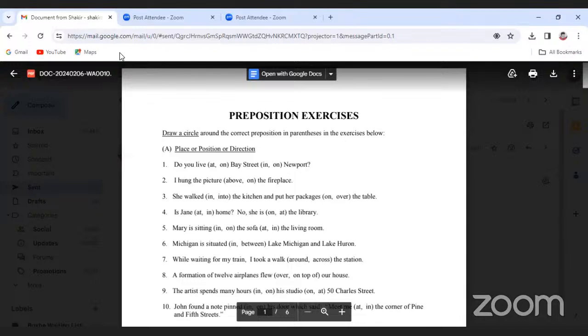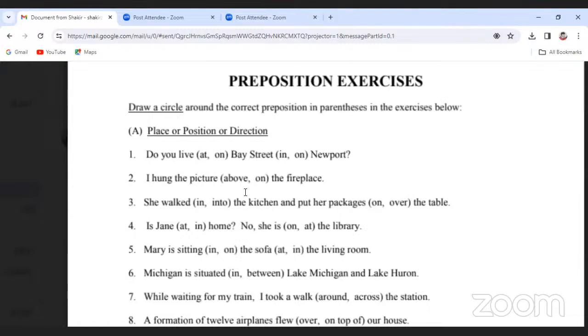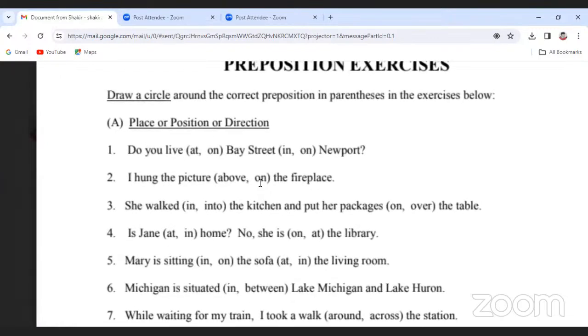Yes, class. Can you see the screen? Yes, sir. Is the screen visible to all of you? Yes, sir. Okay. I'm zooming out a bit. Is this fine, everyone? Yes, sir.